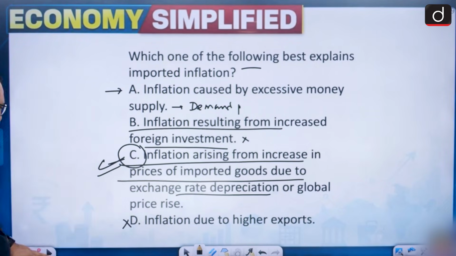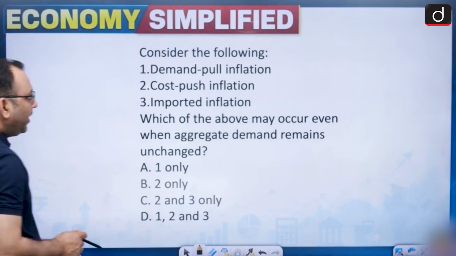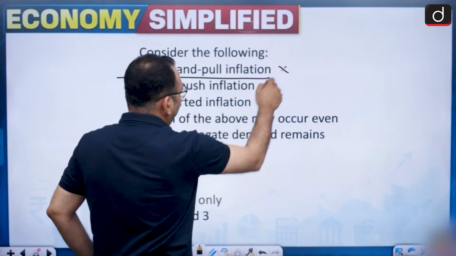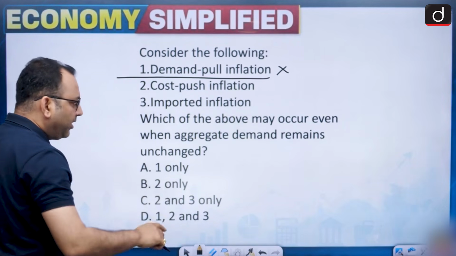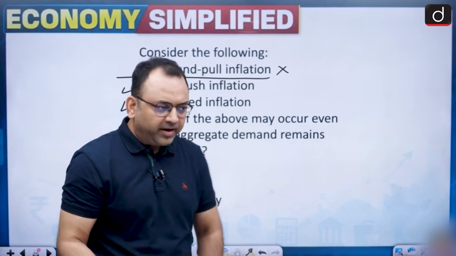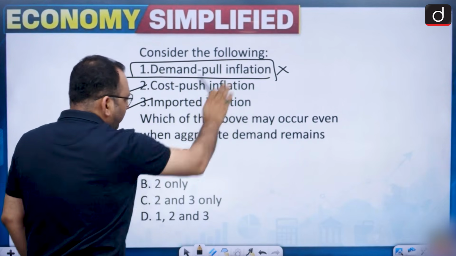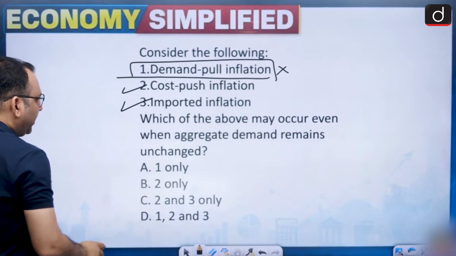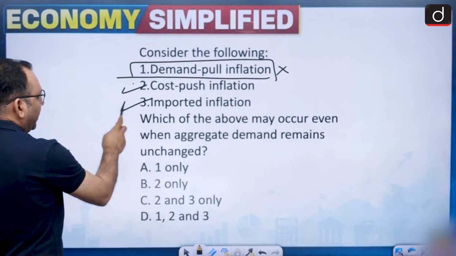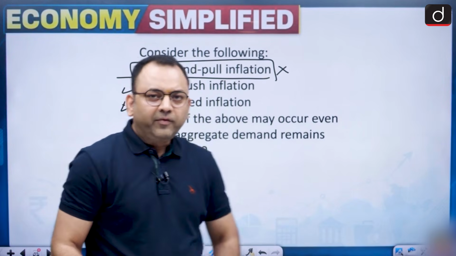And one more question: which of the above may occur even if the demand remains unchanged? Friends, if the demand remains unchanged, demand pull will not be there. But inflation may be due to cost, and the import of goods may be costly. As a result, demand is unchanged, so this is not causing the inflation. It's caused by cost push and imported inflation. Answer is C. So friends, I hope we are clear on the inflation part.